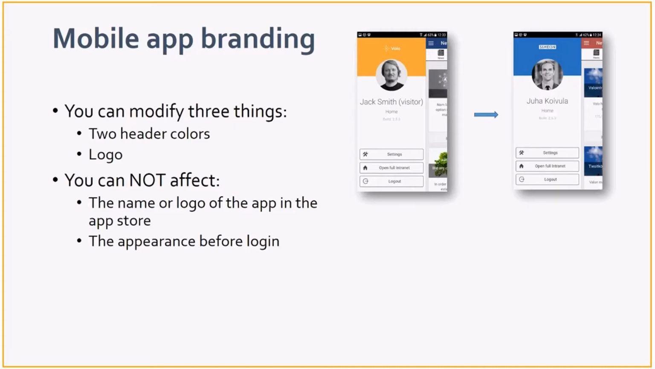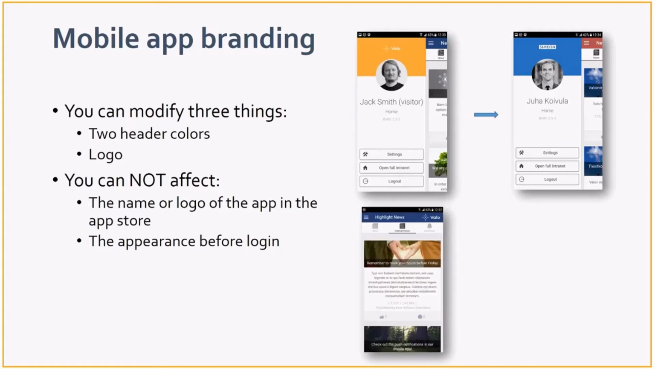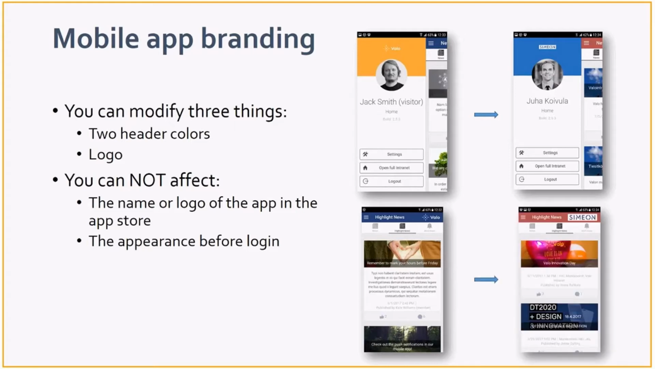Here the customer has applied their logo and has modified a couple of colors. Or this is the way the news listing looks. You can see the blue top bar there and the logo. When you modify it with the style editor, you can get something like this. So you change the top bar color to something else, and you change the logo.